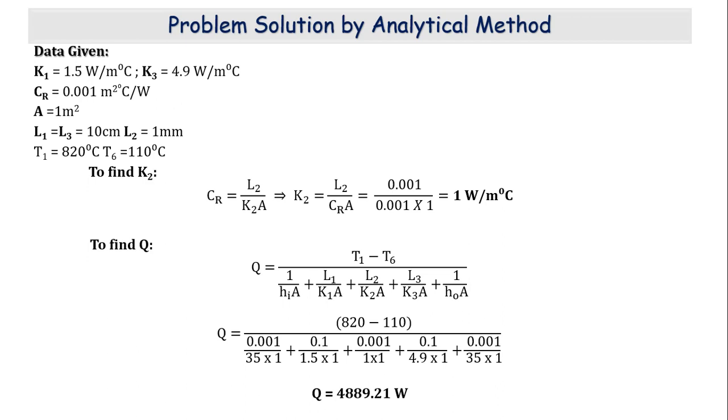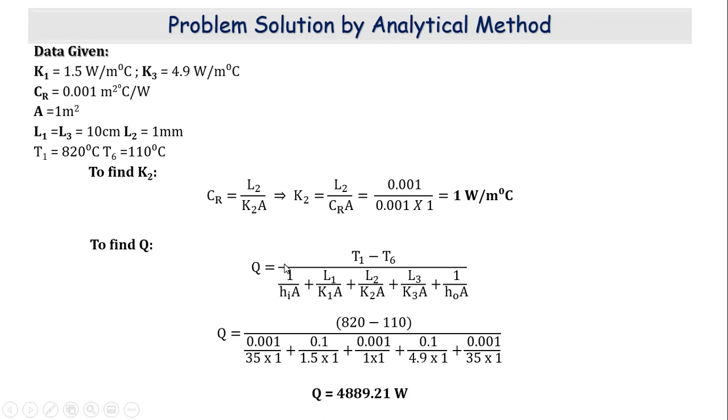We shall be picking up the formulas from heat transfer using Fourier's law of heat conduction, and we shall see how the problem can be solved. The data given is K1, which is the thermal conductivity of the silica brick, and K3, the thermal conductivity of the magnesia brick. Using the value of Cr, we shall determine the thermal conductivity of the surface between the silica and the magnesia brick. Using this formula, the contact resistance is given by the ratio of the length of the surface divided by the thermal conductivity of the surface times the area. On substitution, we get the value of K2 as 1 watt per meter degree Celsius.